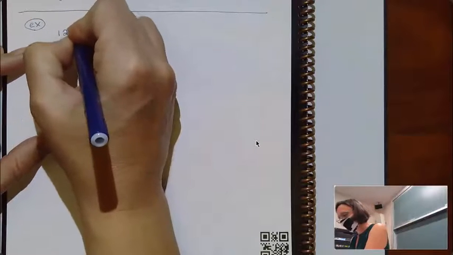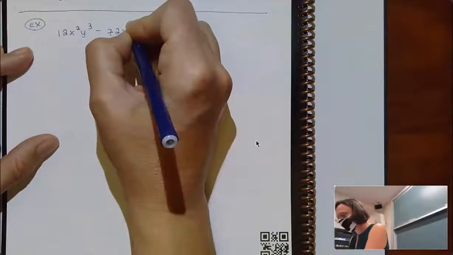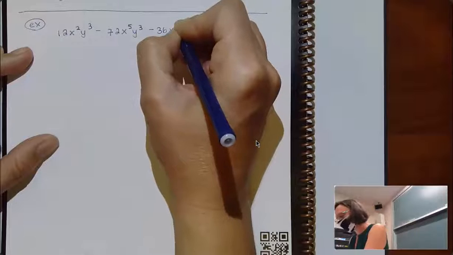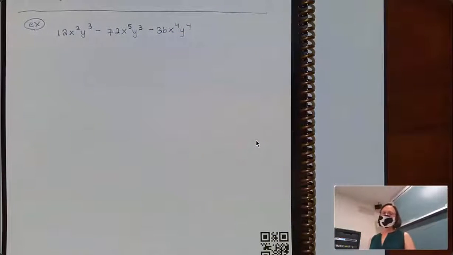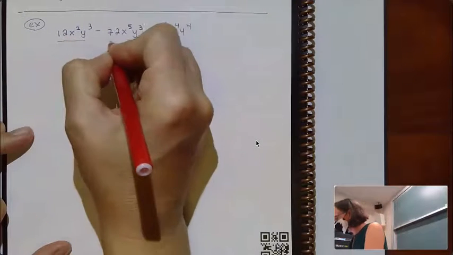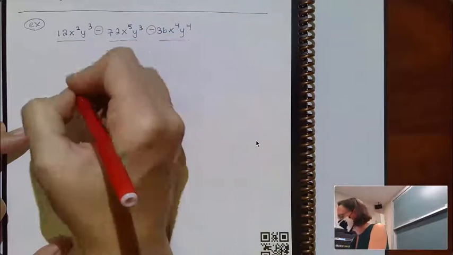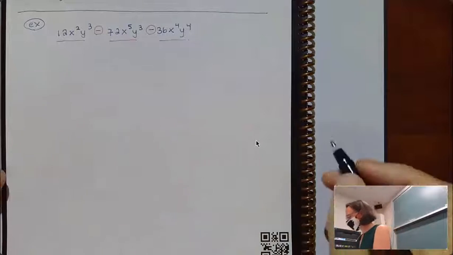So let me go 12x squared y cubed minus 72 x to the 5th y cubed minus 36 x to the 4th y to the 4th. The first thing that I want you to look for is what is that greatest common factor that we're going to try to pull out. So I've got three pieces that are separated by addition or subtraction. What is that greatest common factor?